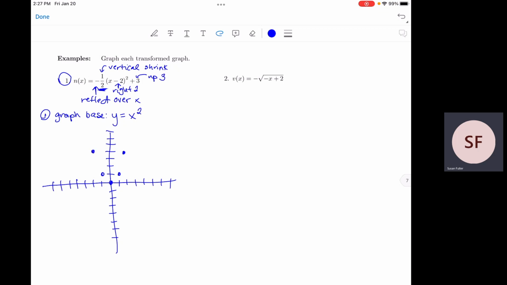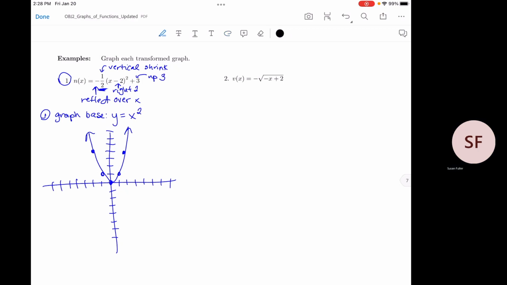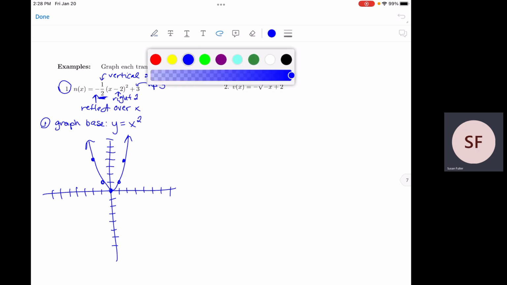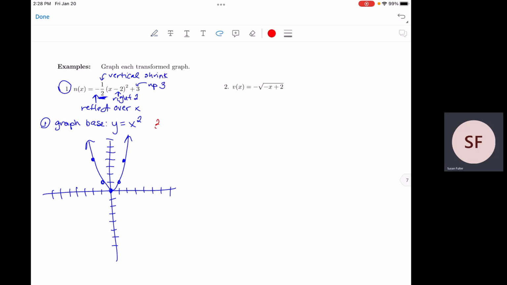Again, if you're not sure which points are which, pick some x values, plug them in and see what you get, and then plot those points. Here's y equals x squared. Okay, so now that we have y equals x squared, what do we do next?